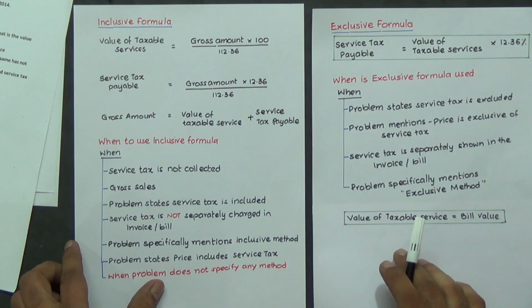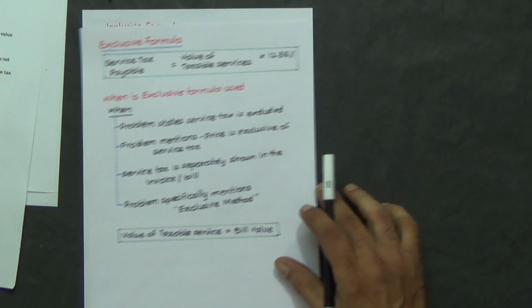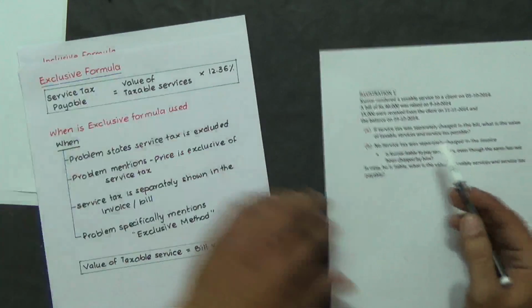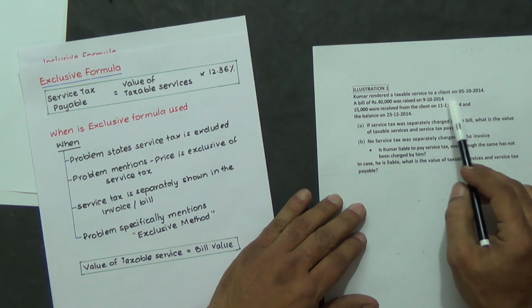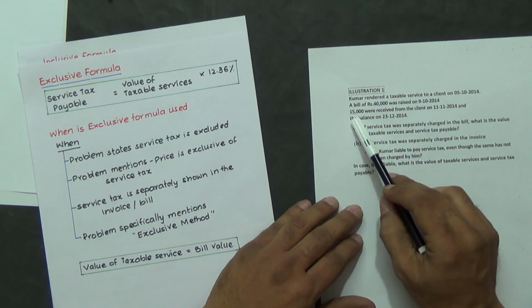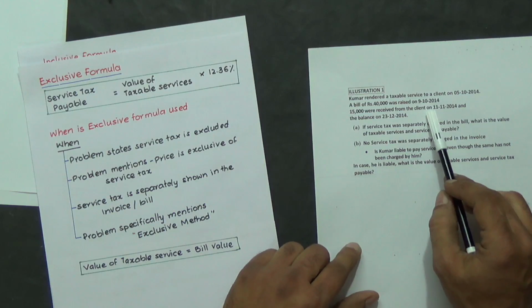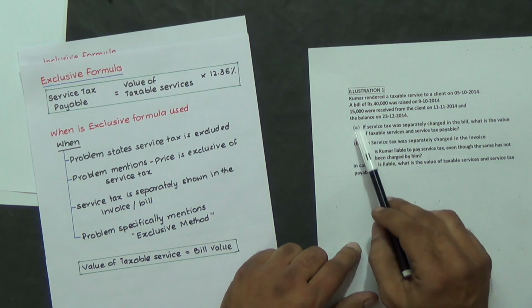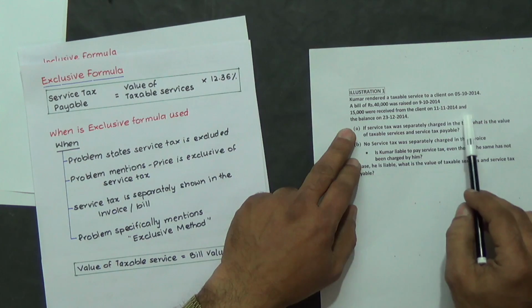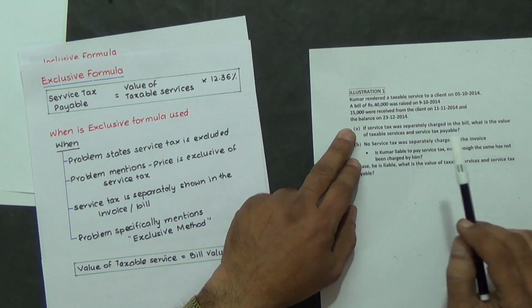We can understand this better through an example. Let us say illustration 1. Mr. Kumar rendered a taxable service to a client on 5th October 2014. A bill of rupees 40,000 was raised on 9th October 2014. 15,000 were received from the client on 11th October 2014 and the balance on 23rd December 2014.